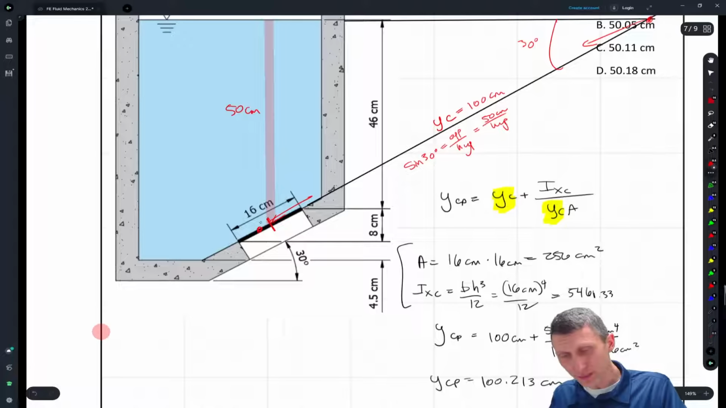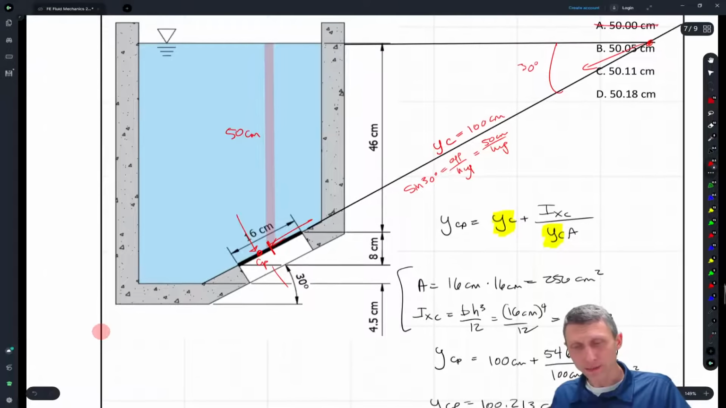So that's this. If the center of pressure is down here, that's the center of pressure. That's going to give us that extra 0.2 distance, right? So that's going to give us that extra 0.2. This is going to be like 100.21. That's Y to the center of pressure.